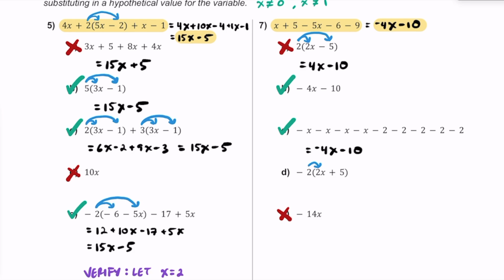Finally, negative 2 times 2x and negative 2 times 5. First, we're going to get negative 4x, but then we're also going to get negative 10 here. So looks like this expression also matches this one that we had over here. So this one also works.